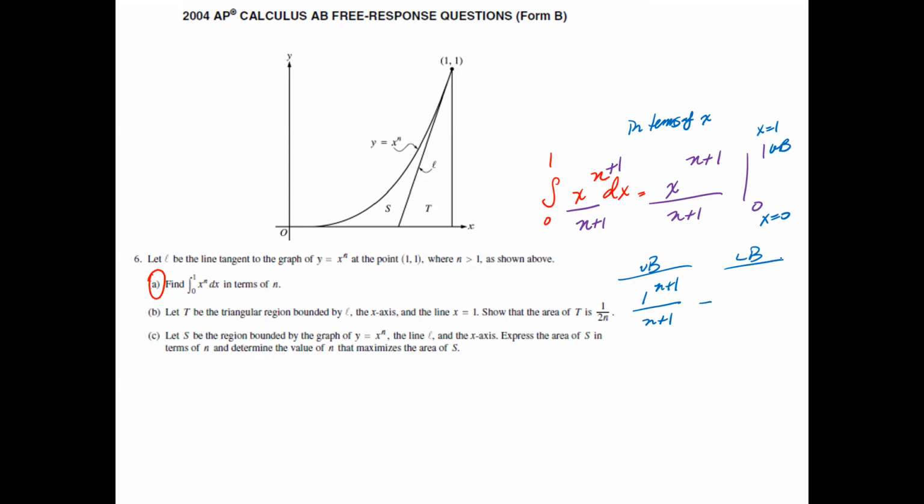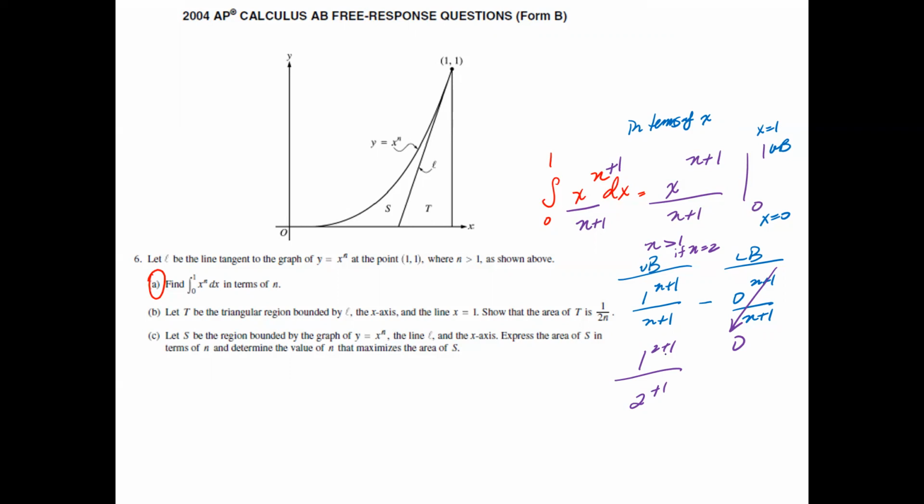Minus the lower bound, which is 0 to the n plus 1 over n plus 1. Well, the second part of this is fairly easy because anything that's 0 is just going to be 0, so you could just cross it out. But here you're going to do a little bit of thinking. You know that n is greater than 1. So let's say if n equals 2, for example, then you have 2 over 1 over 2 plus 1.